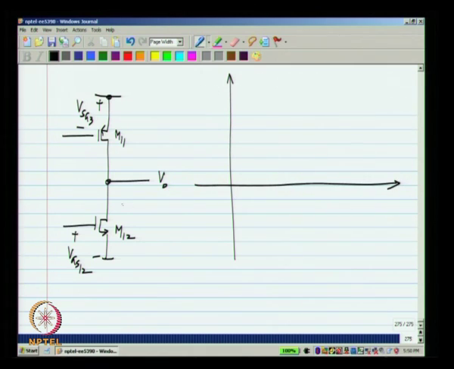I will draw the ID VDS characteristics. Let us say that is ID. If I draw the ID VDS characteristics of M12, what I will get is the usual output characteristics of the MOS transistor. Let me show it with a very small output conductance. This is VO. VO is nothing but the VDS of M12.